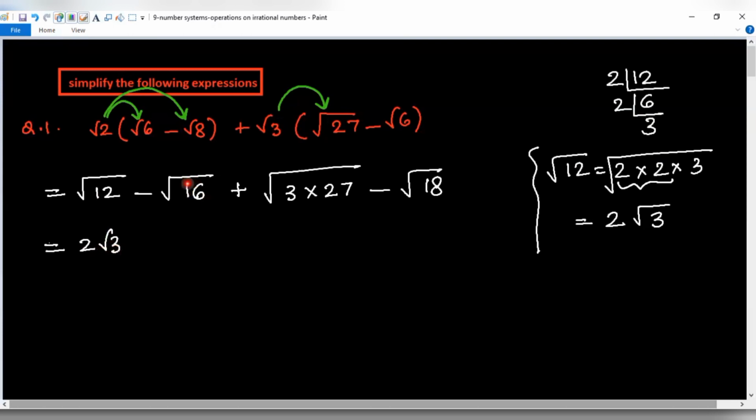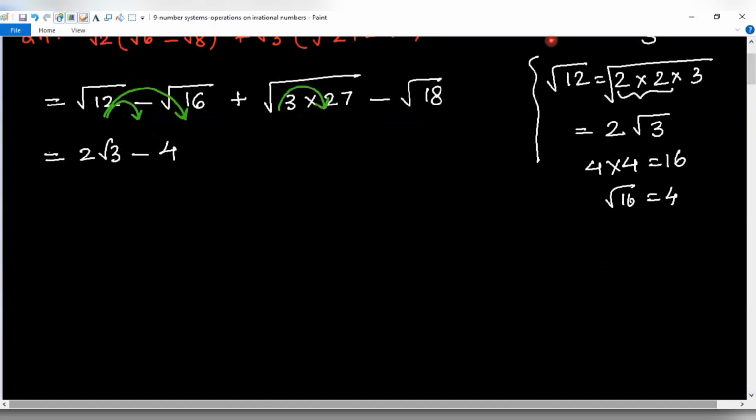Now root 16. 4 into 4 is 16, right? So root 16 is 4. So here we have minus 4. Then root of 3 into 27. So first let us check what is 27. 27 when factorized, we get 3 into 3 into 3, right? So in 27 itself we have three 3's.